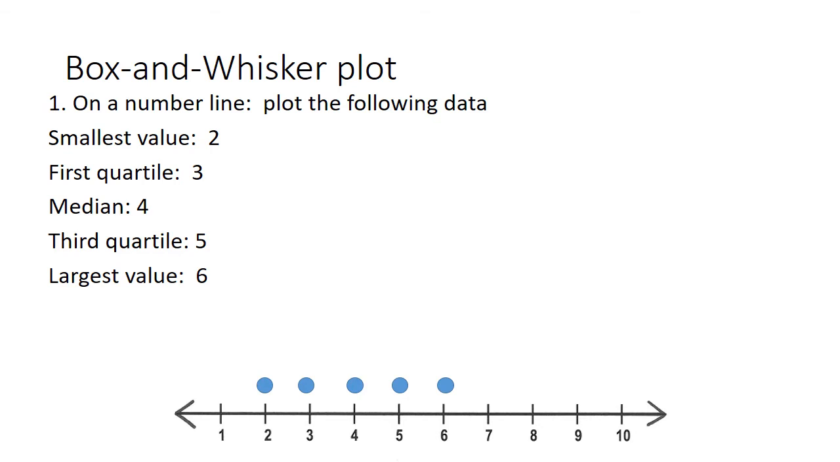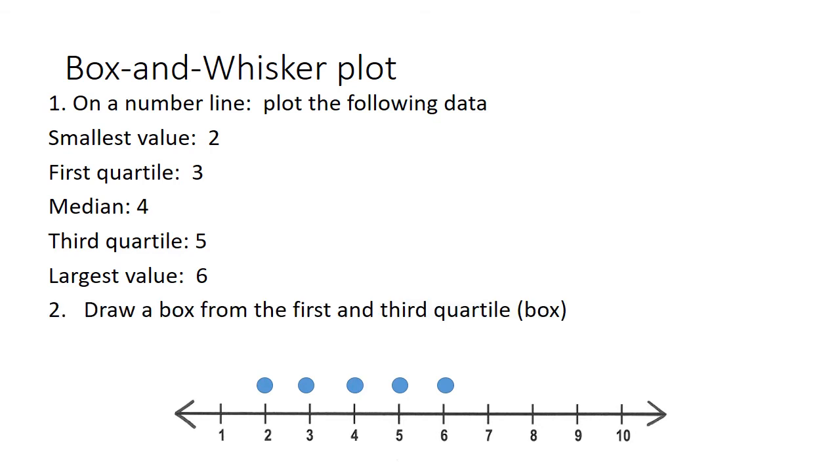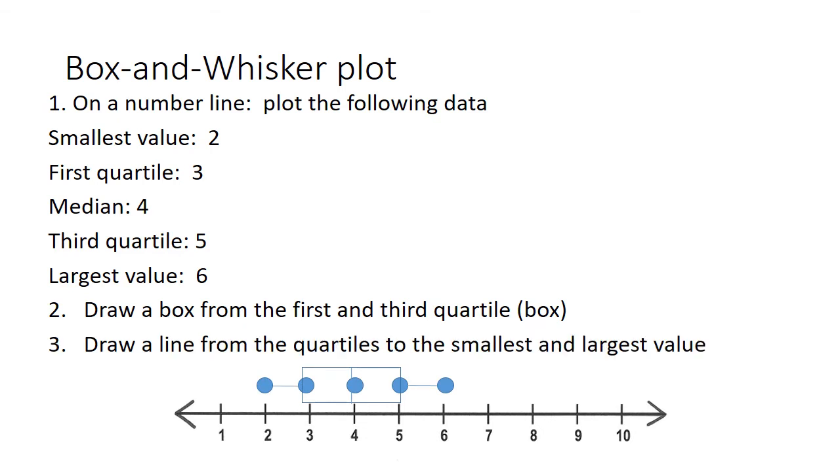Then you draw a box around your quartiles and your median. So you're going to draw it from the first quartile to the third quartile with a little line down the median there. Okay, so you're just going to draw a box. And then you're going to draw little lines out from your first and third quartile toward your smallest and largest values. Like so. And then you have a box and whisker plot.